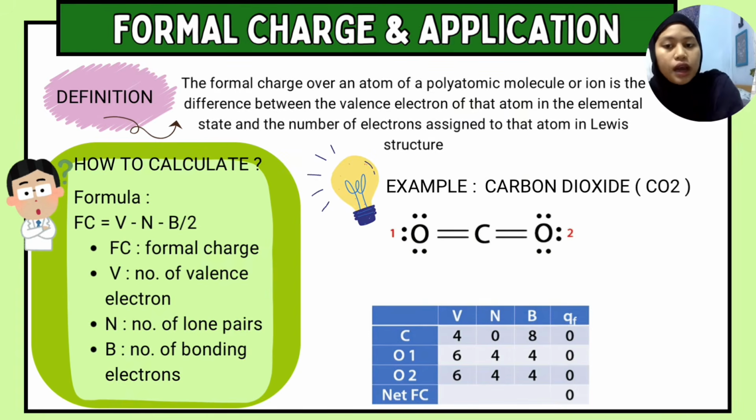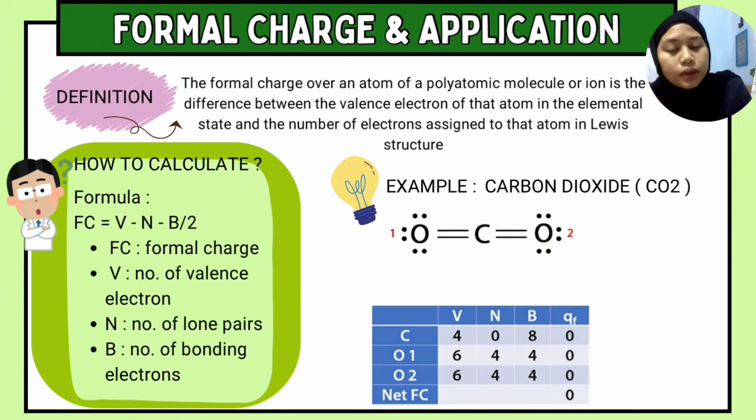Now let's see how to calculate the formal charge. We use the formula FC = V - N - B/2. FC is the formal charge, V is the number of valence electrons, N is the number of lone pair electrons, and B is the number of bonding electrons. We divide the bonding electrons by 2 because they are shared between 2 atoms.